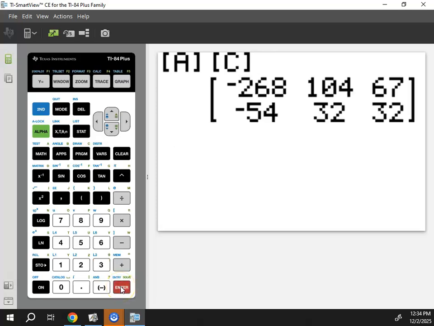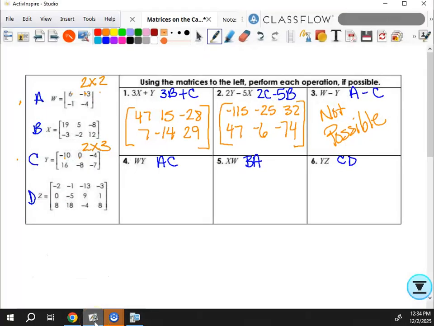There's my answer to that. And with the big numbers, I'm kind of glad I didn't have to do that one by hand, right? So to remind you, we're doing A times C. When you multiply these two together, you're doing a 2 by 2 times a 2 by 3. In order for it to work, these are the numbers that have to match right there. And then your result will be a 2 by 3.